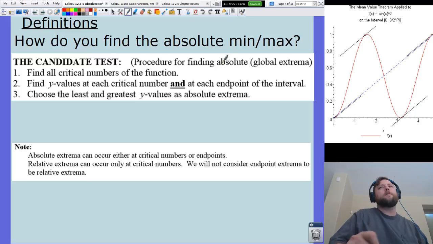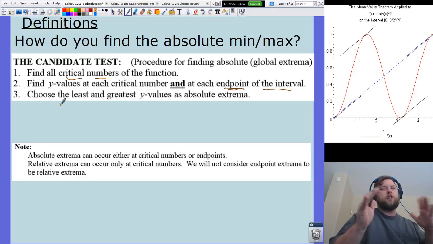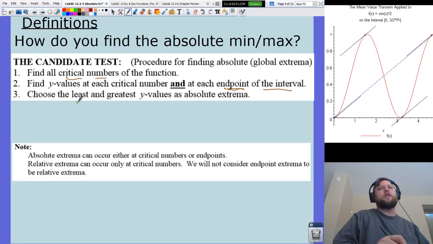So how do you find the absolute min and max? We call it the candidate test. You have to find all the critical numbers of the function, and you have to find the y values of each critical number. Usually you do that through some kind of table. You also want to check each endpoint of the interval. Usually it's a closed interval. Then you choose the least and greatest numbers. The biggest and smallest are your absolute max and min.